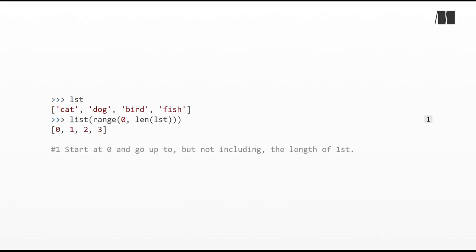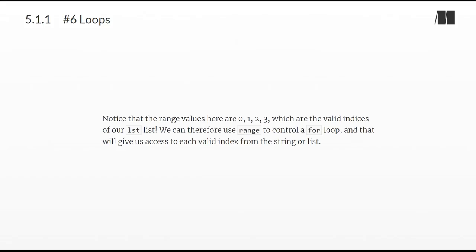Now, how is range going to help us write a loop? Well, rather than hard-coding numbers like 3 and 9 in the range, we can include the length of a string or list like this. See this code? Notice that the range values here are 0, 1, 2, 3. Which are the valid indices of our LST list. We can therefore use range to control a for loop and that will give us access to each valid index from the string or list.